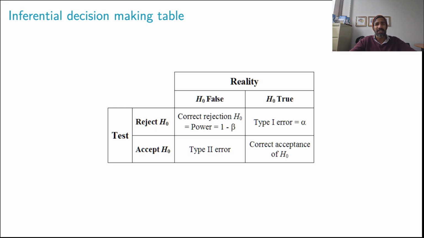So here's a beautiful table, which let me help orientate you around it. Think of two columns, right? And the top is about reality. So there's two versions of reality, right? The first version of reality is the null hypothesis is false, right? So the null hypothesis is false.